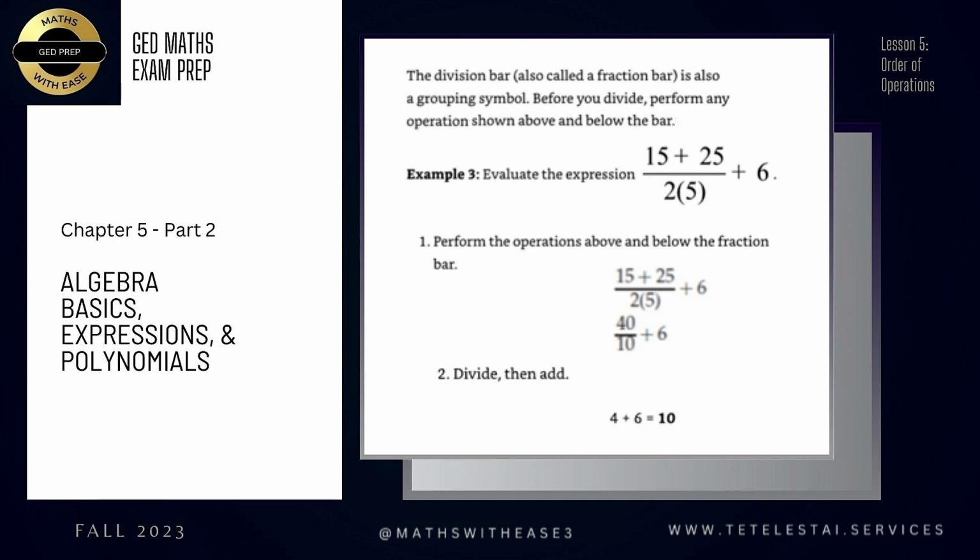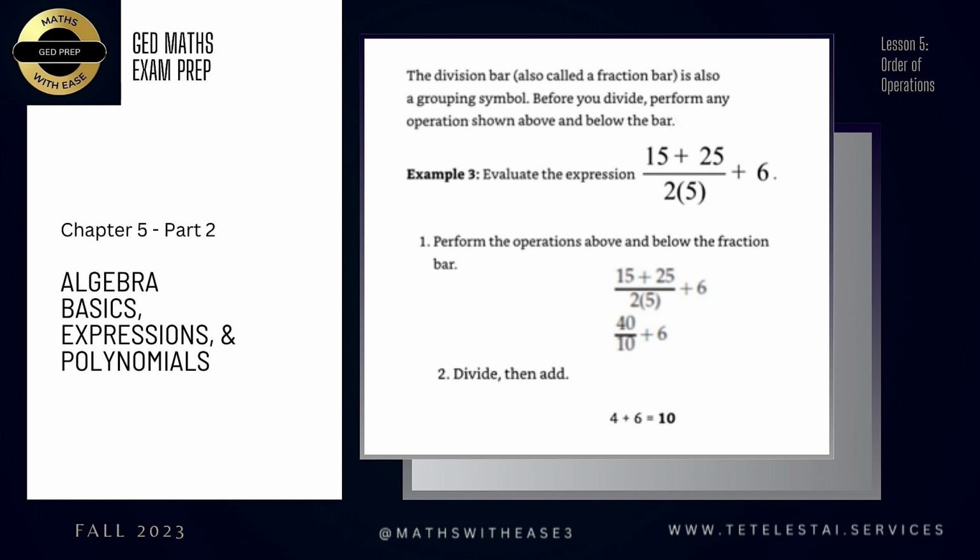Recognize that the division bar, also called a fraction bar, is a grouping symbol. So before you divide, you want to perform any operation shown above and below the bar. Here we're being asked to evaluate the expression (15 + 25) divided by (2 times 5), plus 6.